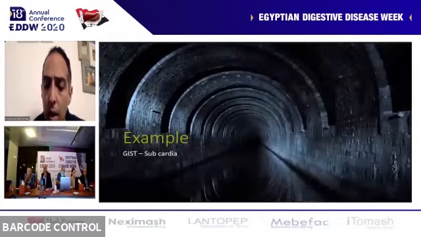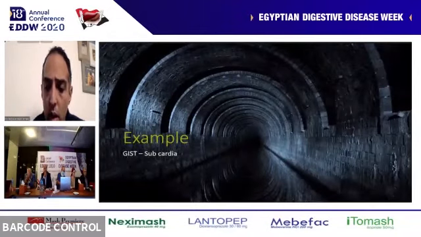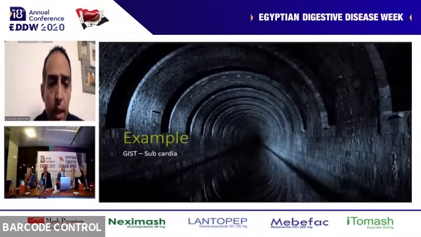I will cut it short now, and I will give you a very small example of this technique. We have here a GIST at the subcardial region.